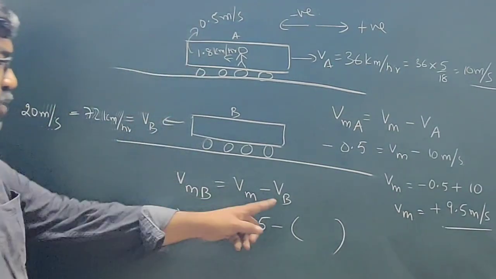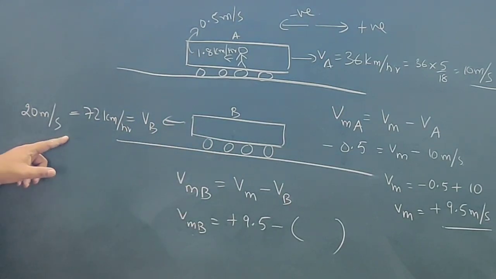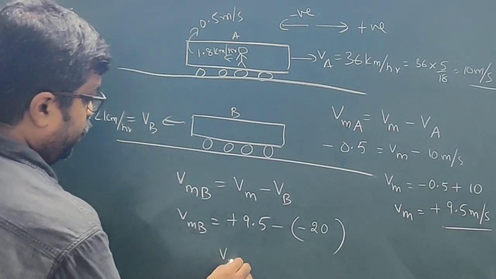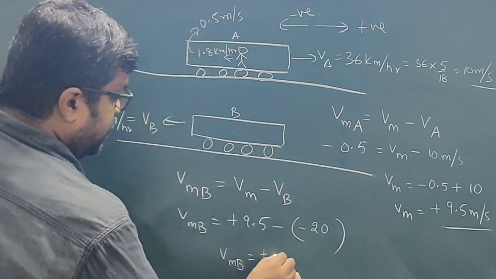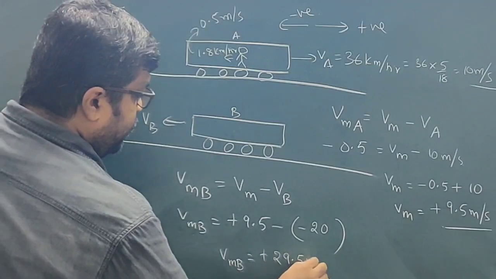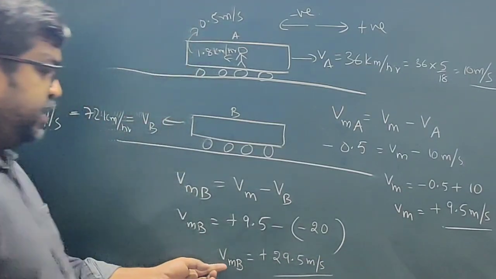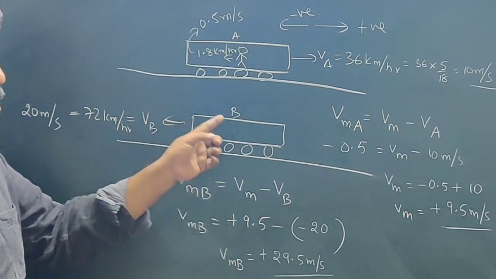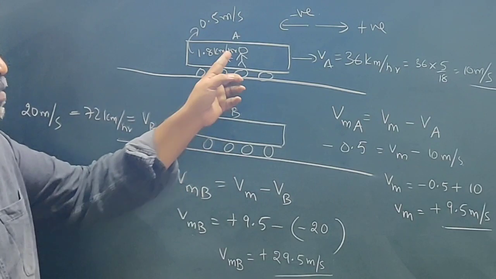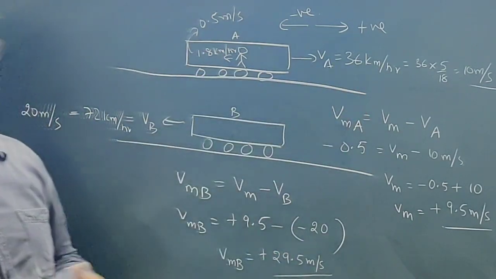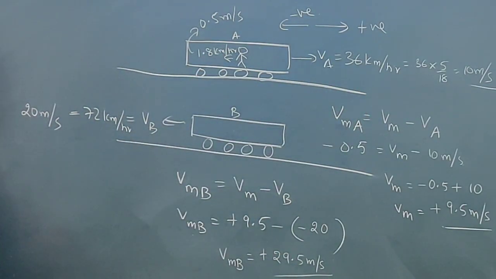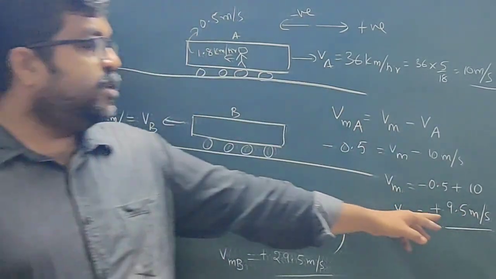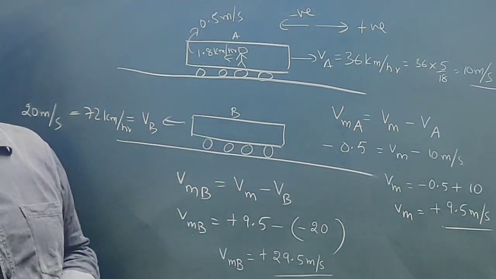Minus, now see train D is moving in the opposite direction, so this will be negative. So this is minus 20. So Vmd is equal to plus 29.5 meter per second. So that is the speed of the man with respect to observer on train D. So this observer on train D will see that this man is moving in this direction with a speed of 29.5 meter per second. Okay. To an observer on the ground, he will see that the man is moving in this direction with a speed of 9.5 meter per second.